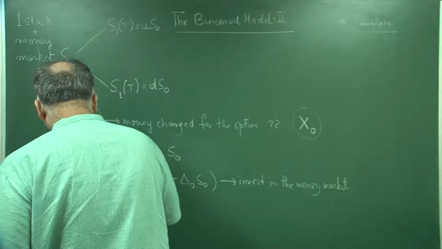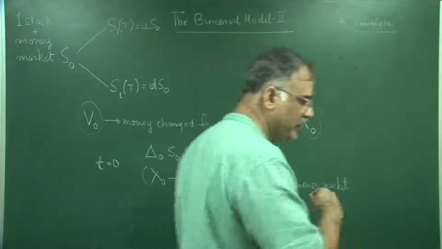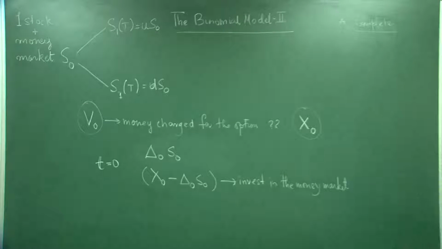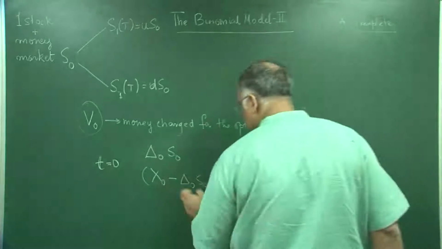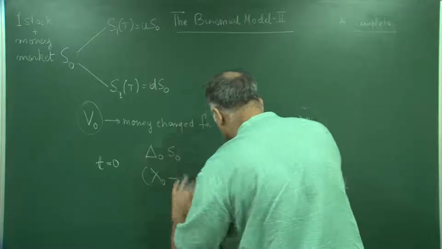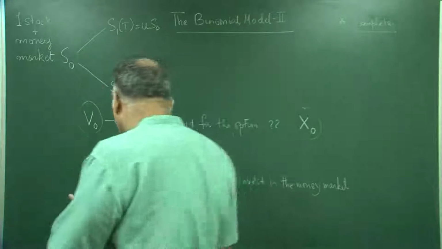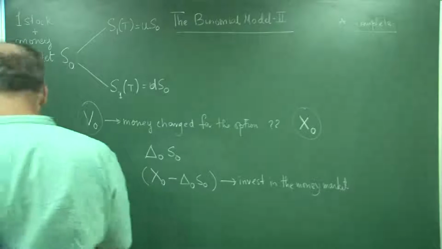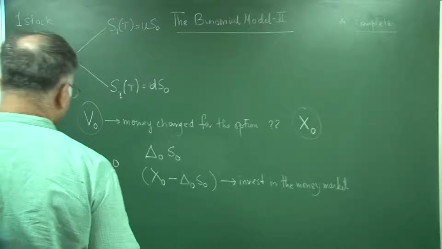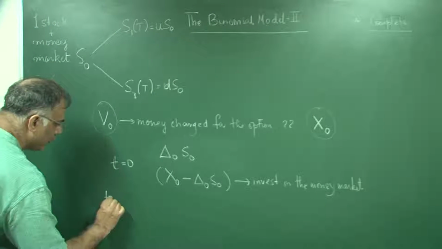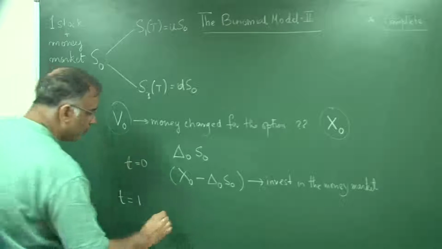because as we have already said in the previous discussions, no investor should ever put money only in a risky asset, but should divide it between the risky asset and the non-risky asset. So, what is the wealth of my portfolio at time t equal to 1? Of course, the wealth that I have depends on whether it is head or tail. So, that is a random variable. At time t equal to 1, my wealth of the portfolio is this.